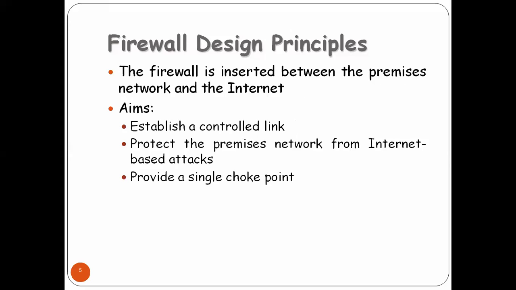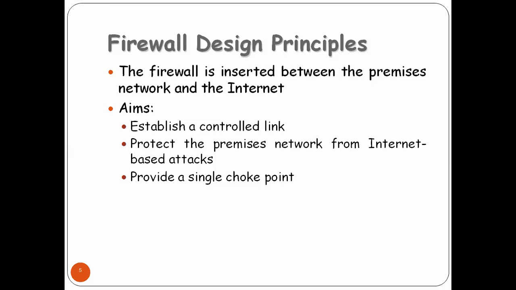So, firewall design principles. Again, that is a continuation. The firewall is inserted between the premises of the network and the internet. So a wall is going to be placed between the system and the internet. The system may be connected to the internet, that is networking, or maybe a personal system also. For example, our total engineering college network may have one firewall. So inside, every system which we access again has a firewall.